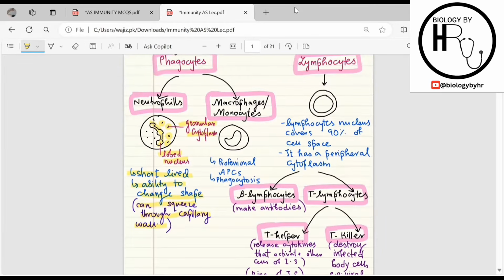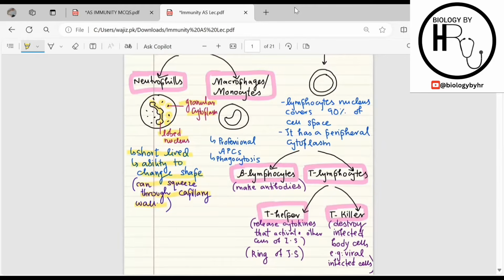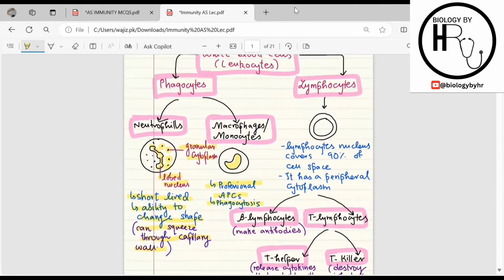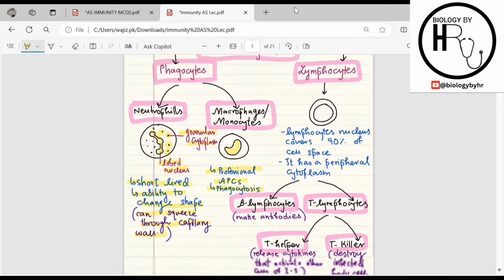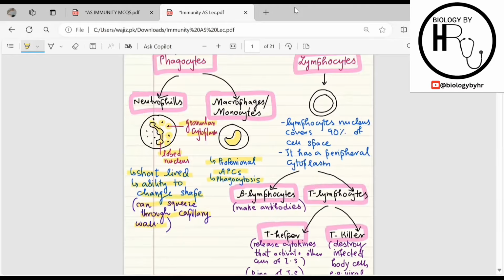Then, if we talk about the other type of phagocyte, the macrophages or monocytes, we know that they have a bean-shaped or kidney-shaped nucleus, and they are also known as the professional antigen-presenting cells. They carry out phagocytosis, which is basically the process of engulfing the bacteria or the unwanted substances.